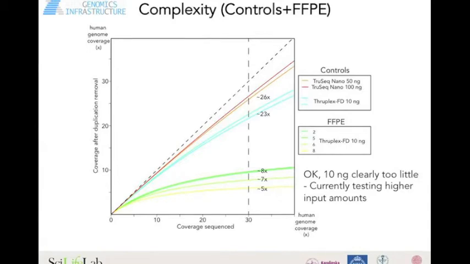So clearly 10 nanogram is too little, and we're now working to see if 100 nanogram can at least bring it into this region in the middle, but likely it will not be up here. So that's sort of a take-home, that we can sequence these samples, but they will not perform as well as non-degraded samples. So that's what we have today.